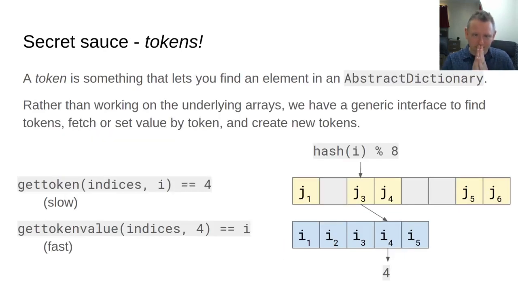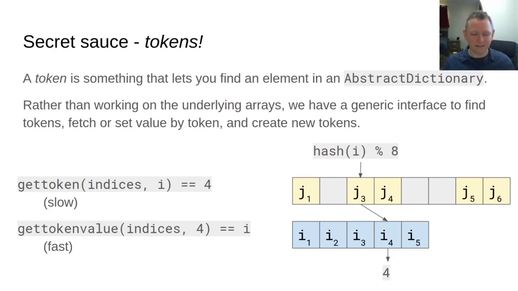So the secret sauce here is tokens. We're not actually implementing this in terms of these underlying arrays. There's an extra layer of interface which means that anyone can go ahead and implement a performant dictionary that is as fast as it can be, and can share indices and can share tokens and all these sorts of things. So a token is something that lets you find an element in a dictionary.